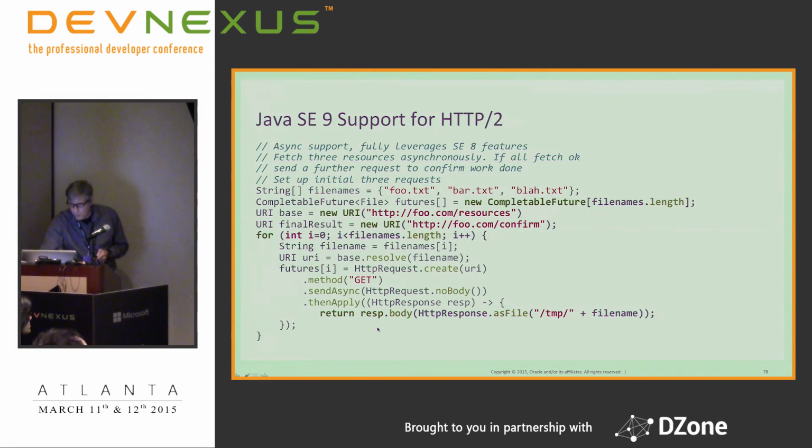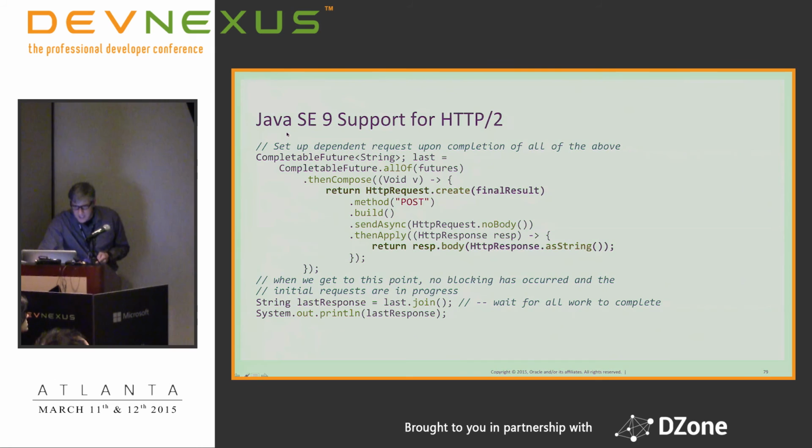So we do those three requests, again with sendAsync, and then here's a little bit of lambda. Then apply response body, and we're saving it as a file. Then we set up a dependent request upon completion of all of the above. So we use CompletableFuture.allOf, taking the array of futures. What that means is don't take any action until all of the others have returned. And once they've all returned, then we do this follow-on post request.